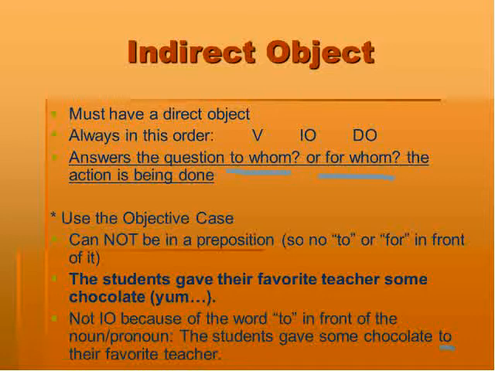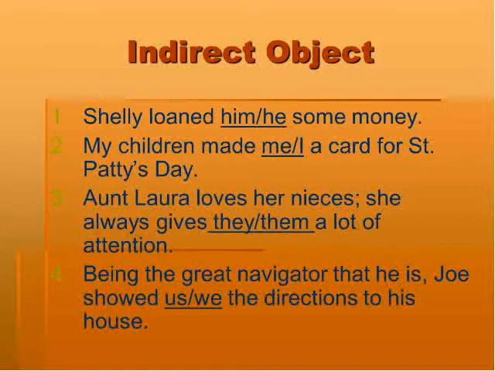Okay, so let's do a little bit of practice with that. You have 1 through 4 on your practice sheet. And again, like the direct object, for indirect objects you're going to use only the objective case. So try to do 1 through 4 on your own without looking at this, and then go back and look and make sure you got it right.